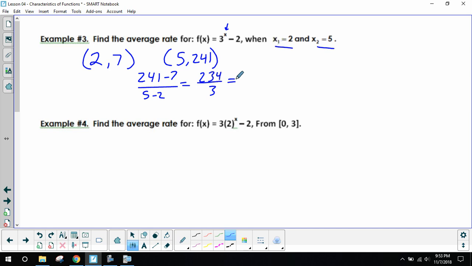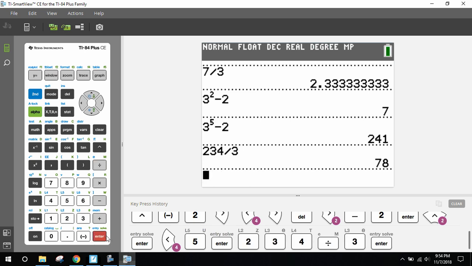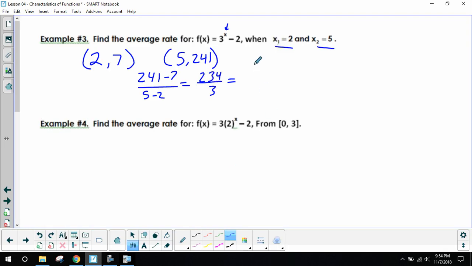Now, here's a trick. 2 plus 3 is 5. 5 plus 4 is 9. This number is divisible by 3. So I'm going to get my calculator, plug that in. 78. So my answer is 78.